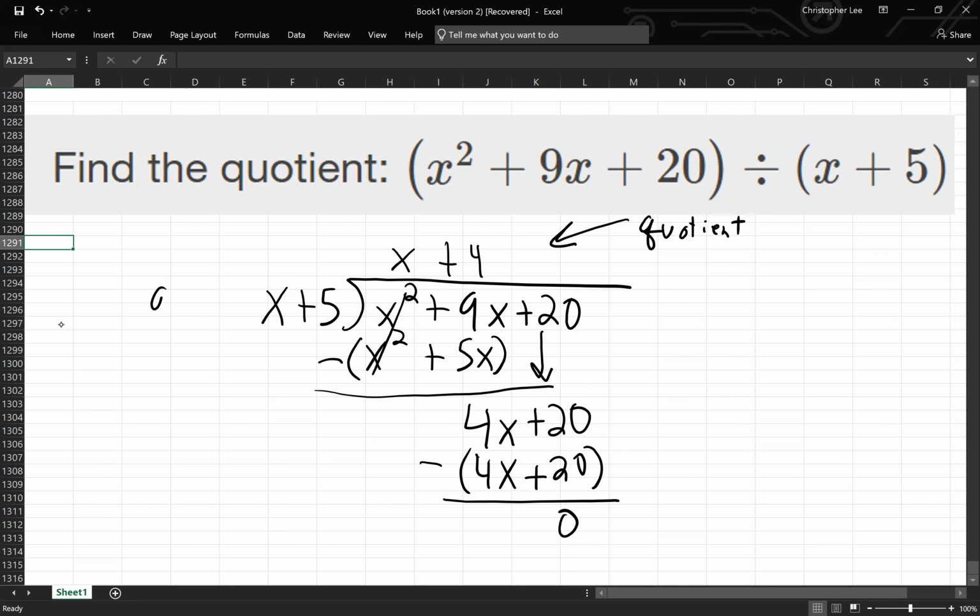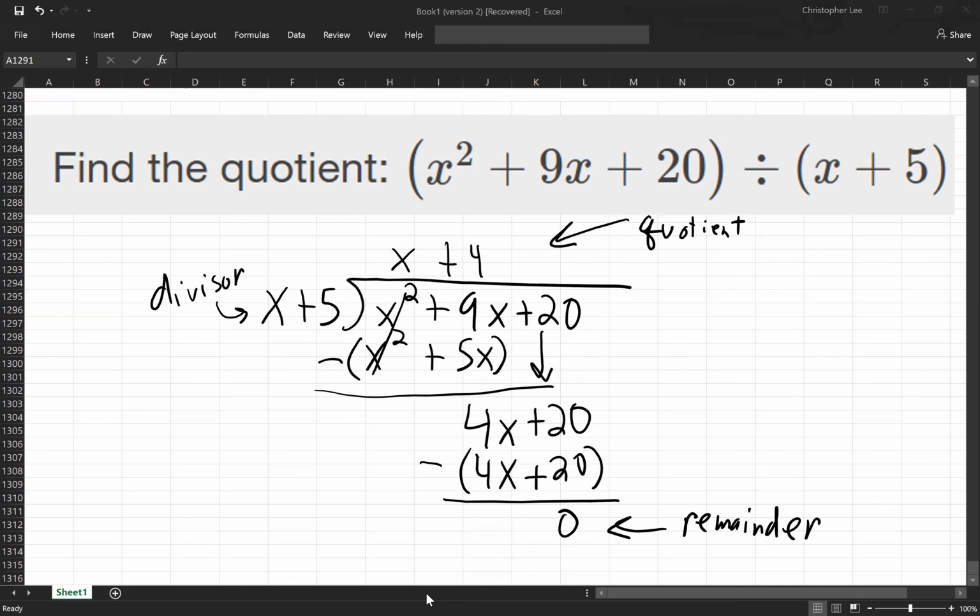This is my divisor over here. This is my remainder. All right? And that's it. That's the long division right there. I think we have like 3 minutes. I would love for you to try one.